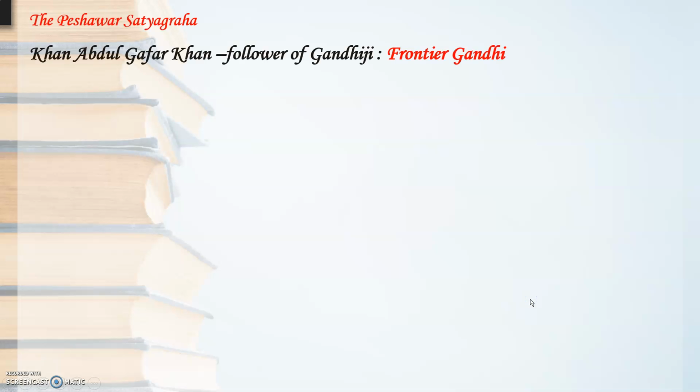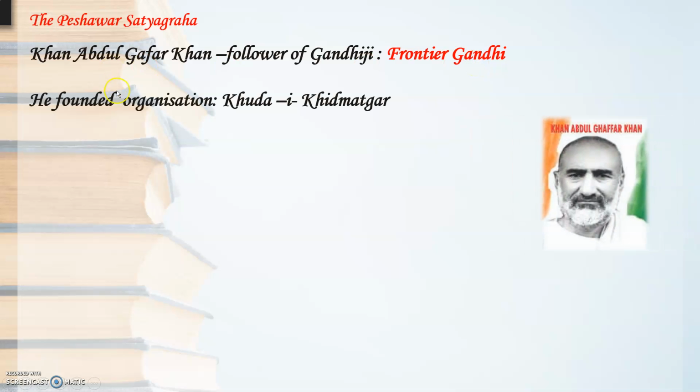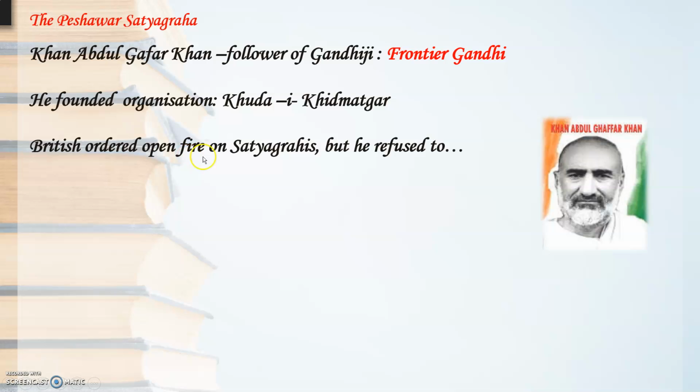The Peshawar Satyagraha. Khan Abdul Ghaffar Khan was the most important follower of Mahatma Gandhi. He was also known as Frontier Gandhi, that means the Gandhi of the Frontier. He founded an organization called Khudai Khidmatgar. The British ordered open fire on the Satyagrahis, but he refused to do the firing.